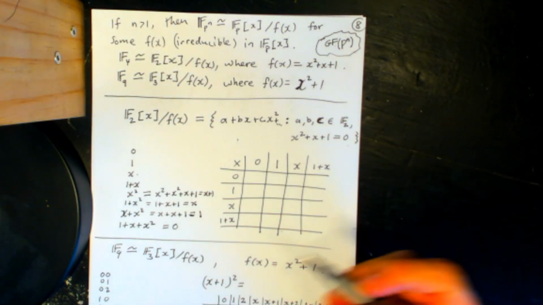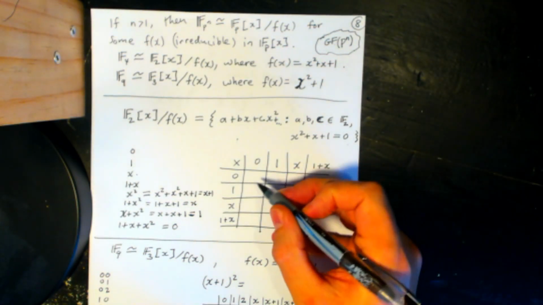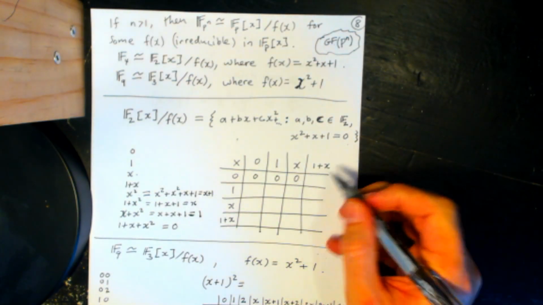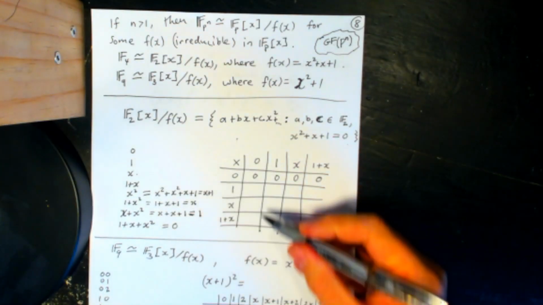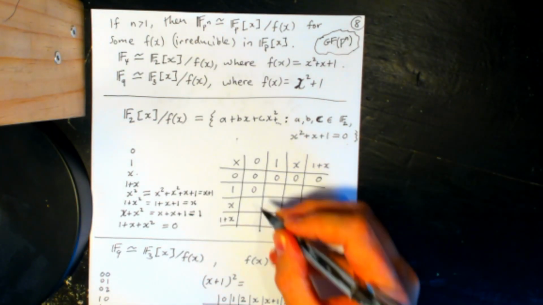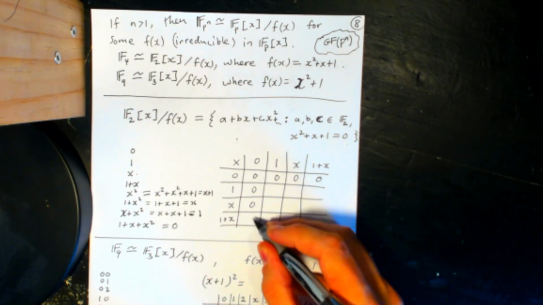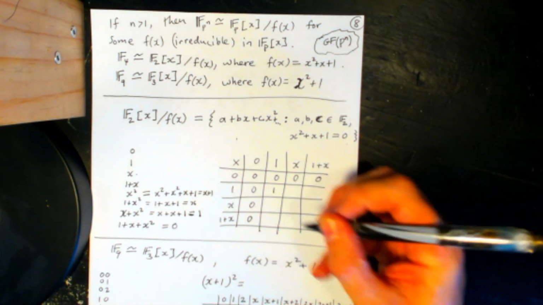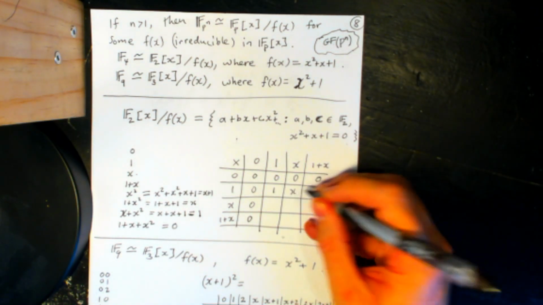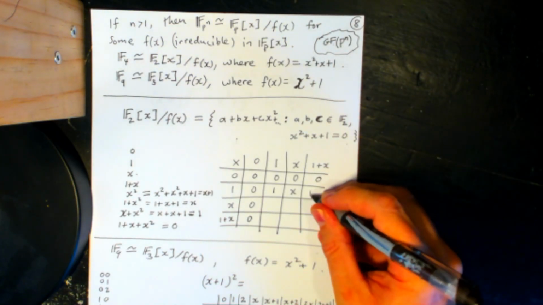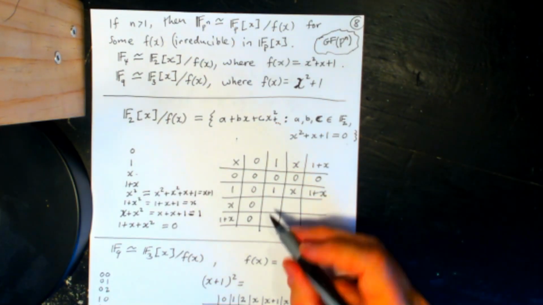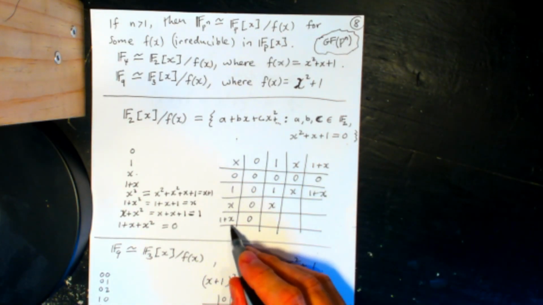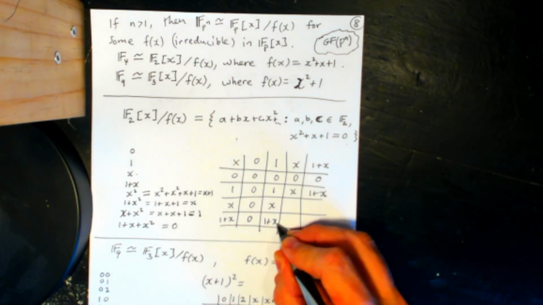Okay, so now let's fill out this multiplication table. So 0 times 0 is 0, 0 times 1 is 0, 0 times x is 0, 0 times 1 plus x is 0, and the same the other way around. 1 times 0 is 0, x times 0 is 0, and 1 plus x times 0 is 0. Okay, 1 times 1 is 1. 1 times x is x. 1 times 1 plus x is 1 plus x. And x times 1 is x. 1 plus x times 1 is 1 plus x.